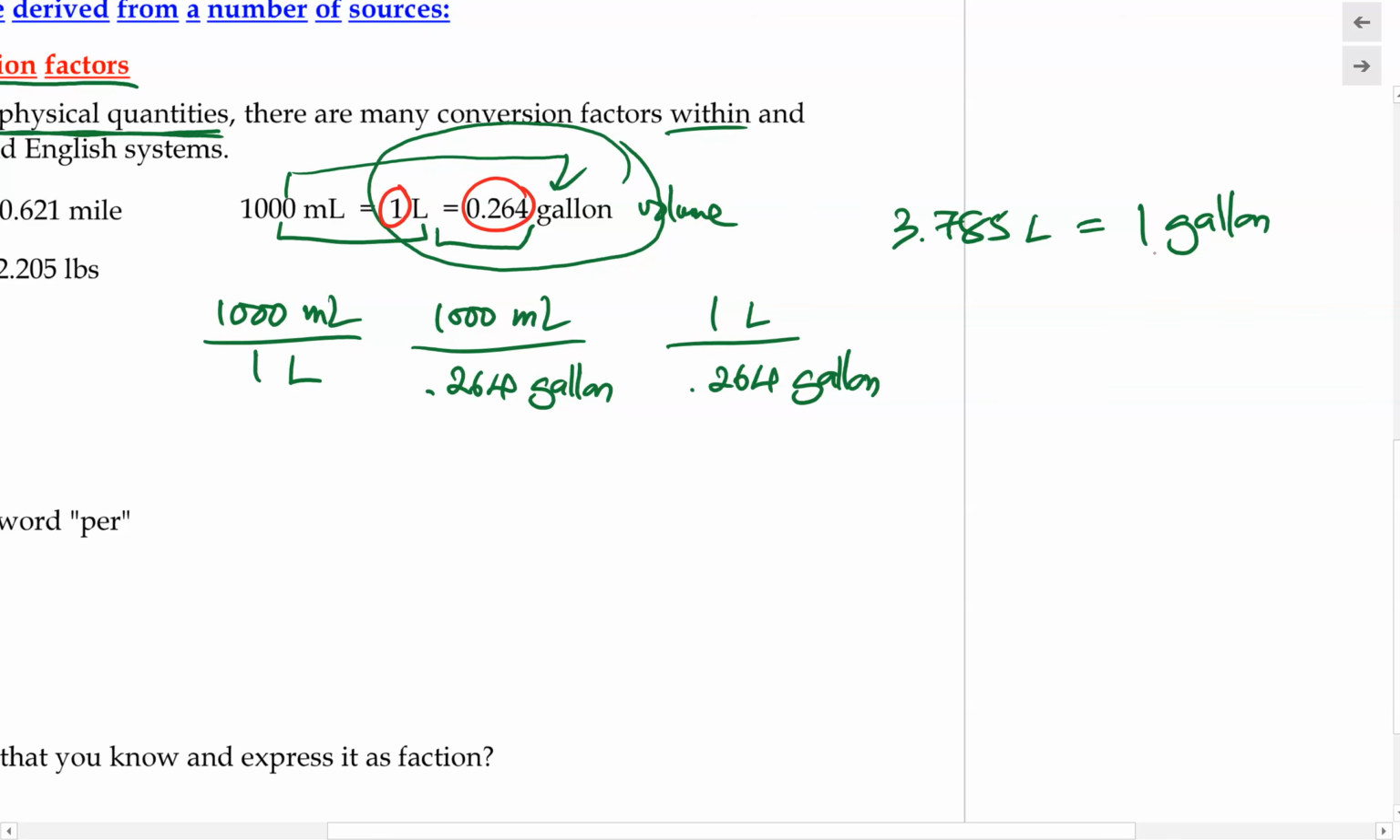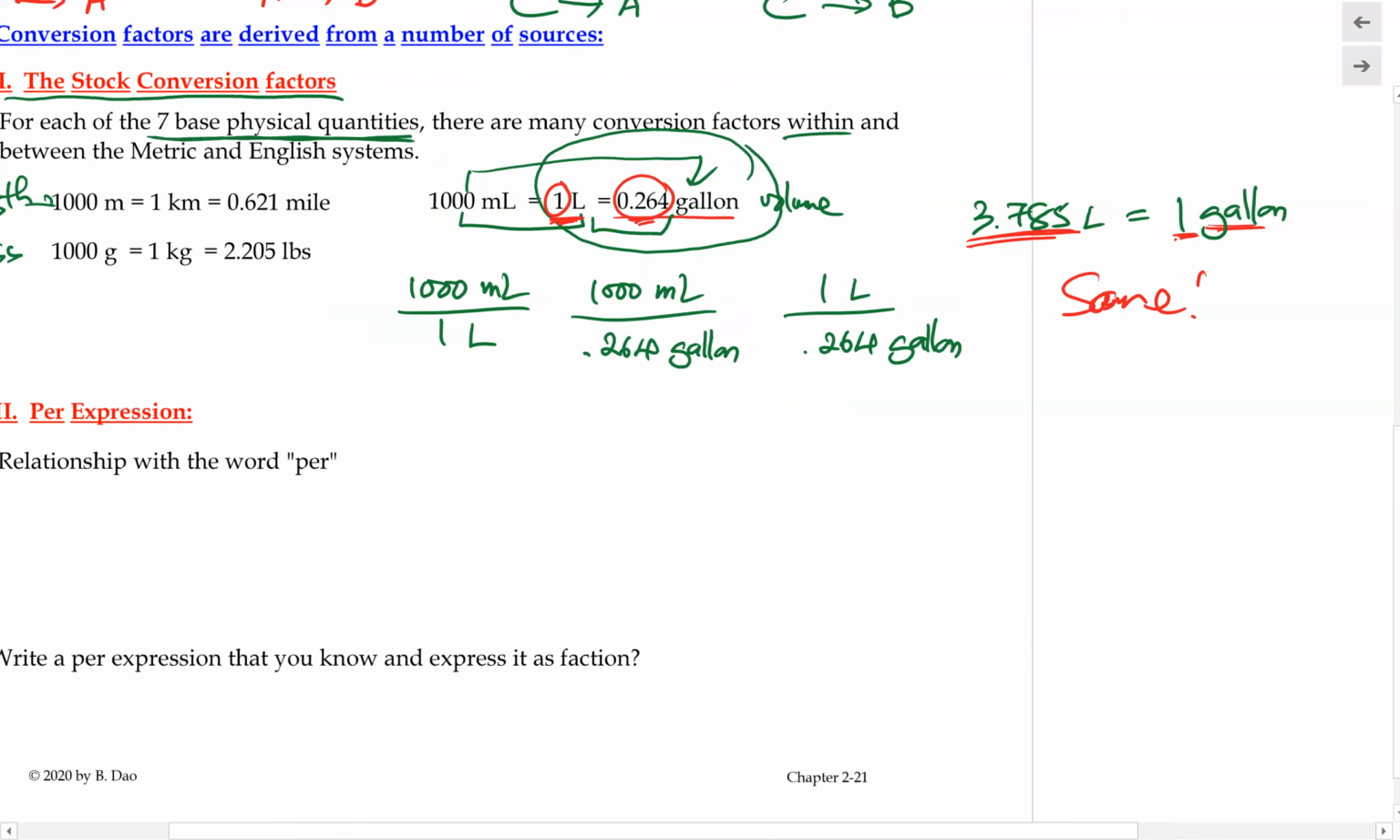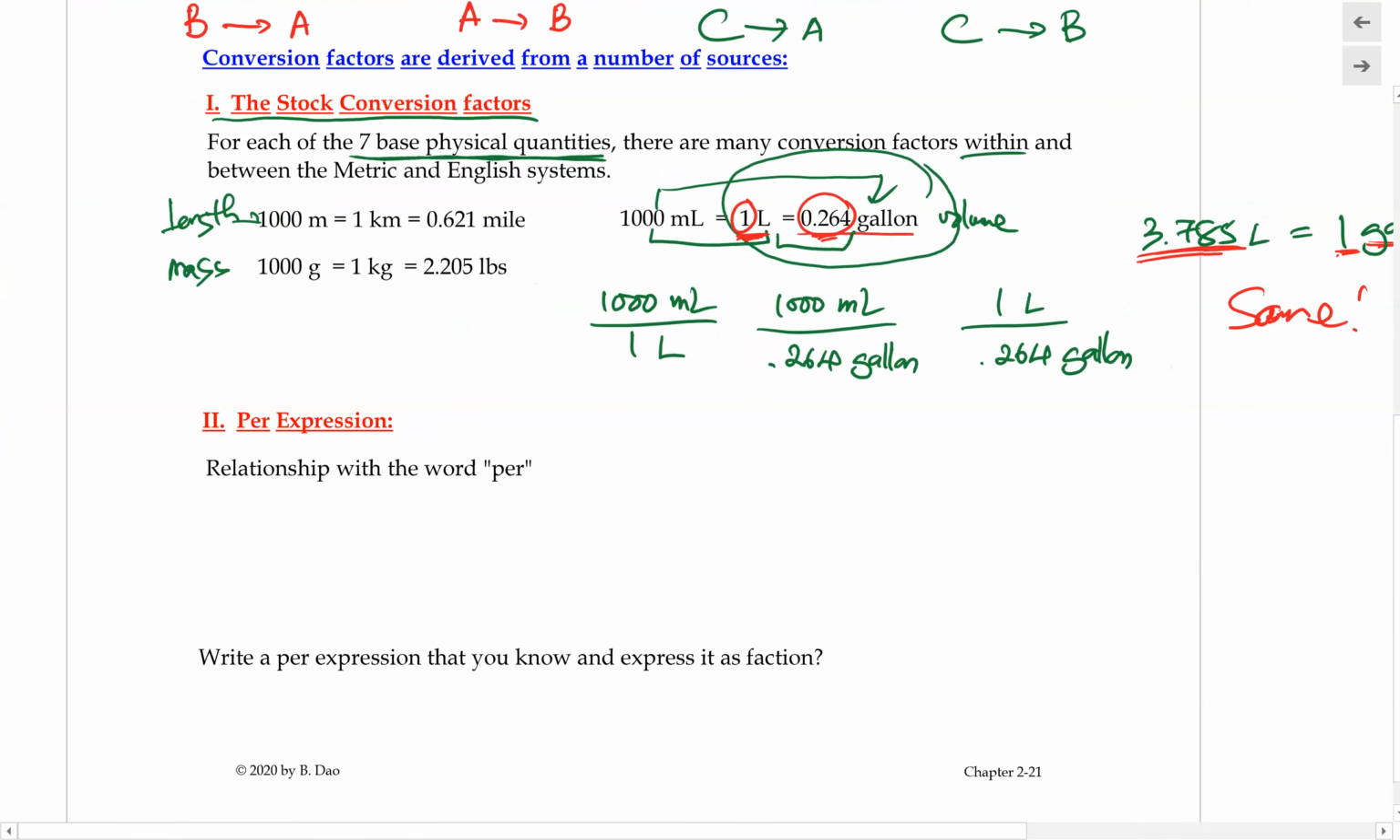Now the reason why they look different is because of the following. Here in this case right here, liter is set equal to 1, and this will be the value for gallon. In the other one, the unit gallon is set equal to 1, and this is how many liters it is equal to. Okay, but mathematically they are the same thing. Because if we were to divide both sides by 0.264 to convert gallon into 1, 1 divided by 0.264 would equal 3.785. So mathematically they are the same thing. We can use either one of them and they would be the same. So that's the first place for us to get the conversion factor from the stock conversion factor.